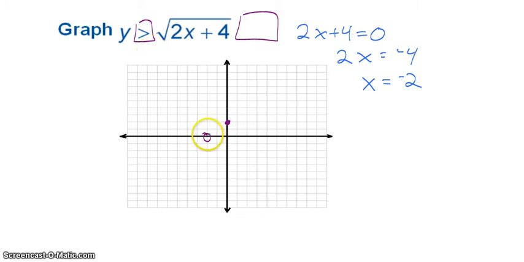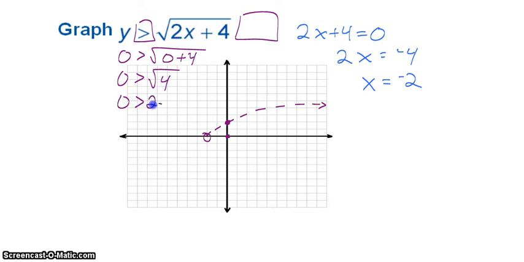It's going to be dashed. If I wanted to plug in a couple extra points to make sure that curve is just right, you're more than welcome to. So now I've got to figure out where I'm shading. To do that, just like usual, we're going to test the point. So let's test 0, 0, since it's not on our graph. Is 0 greater than the square root of 0 plus 4? Is 0 greater than the square root of 4? Well, 0 is not greater than 2, so I know I'm going to be shading above.